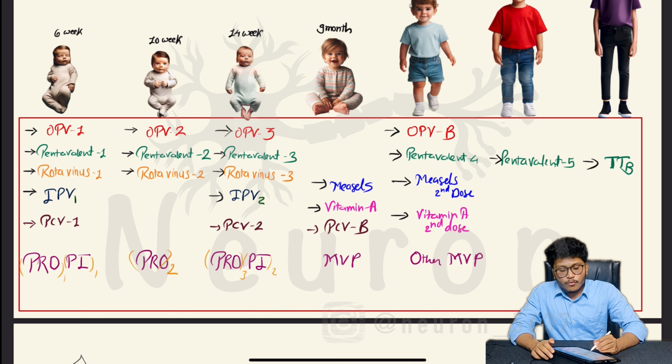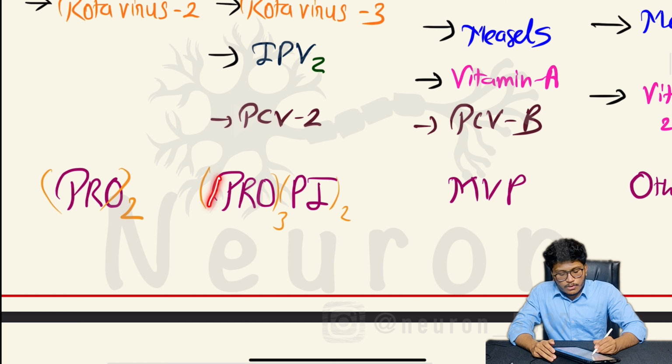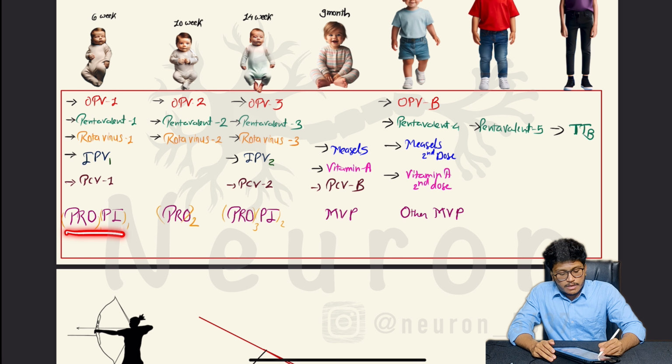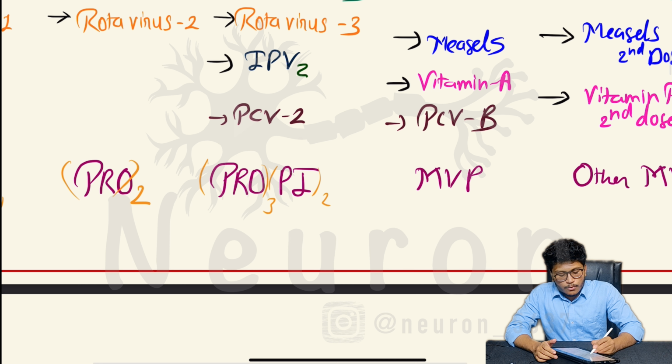Now let's move to the 14 week of age. In 14 week of age, OPV dose 3, pentavalent dose 3, rotavirus dose 3, inactivated poliovirus vaccine dose 2 and pneumococcal vaccine dose 2 are given. So you have to remember Pro 3, Police Inspector 2. So at the age of 6 weeks, Pro Police Inspector. At the age of 10 weeks, only Pro. At the age of 14 weeks, Pro Police Inspector. But here the Pro is 3 and Police Inspector is 2.